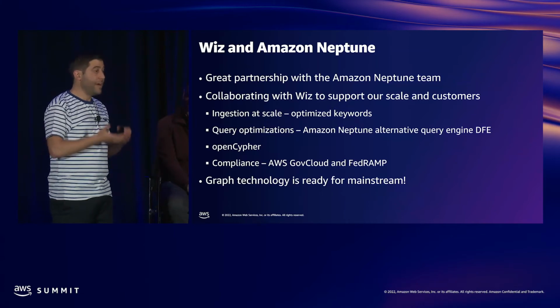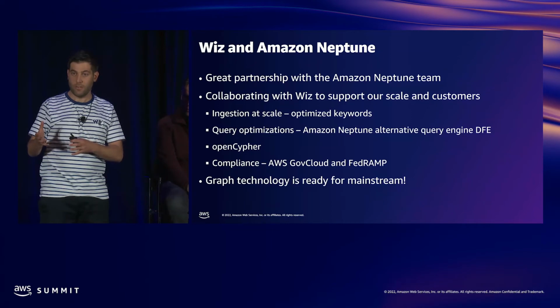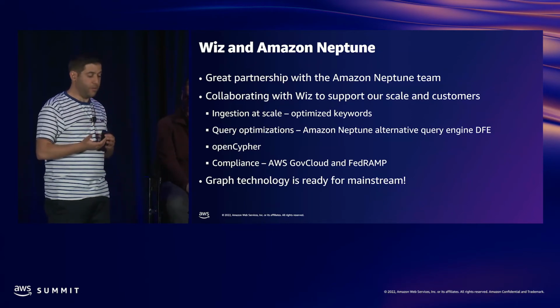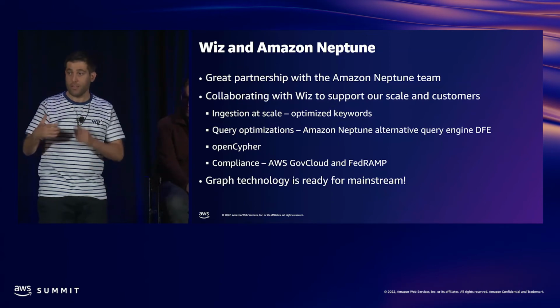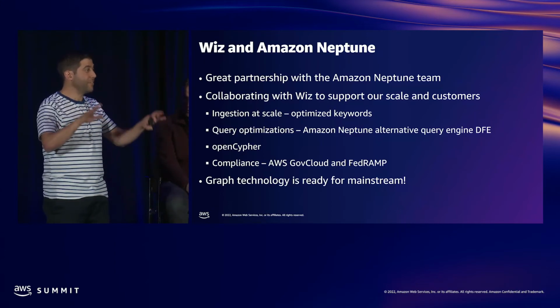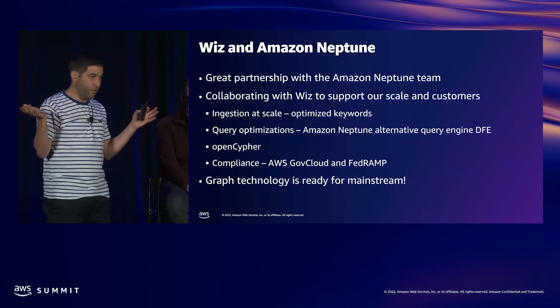So I'm talking about ingestion optimizations, right? How can I ingest millions of objects? Optimizing the queries themselves, so the work that is going on the DFE, the ability to automatically optimize the query so the customer doesn't need to know a lot about graphs. They use the product, they just get the answers, right? They don't really need to know how to optimize graph queries, right?